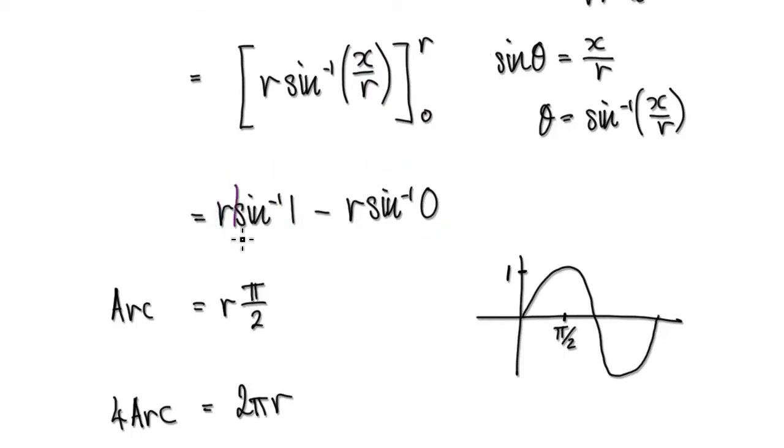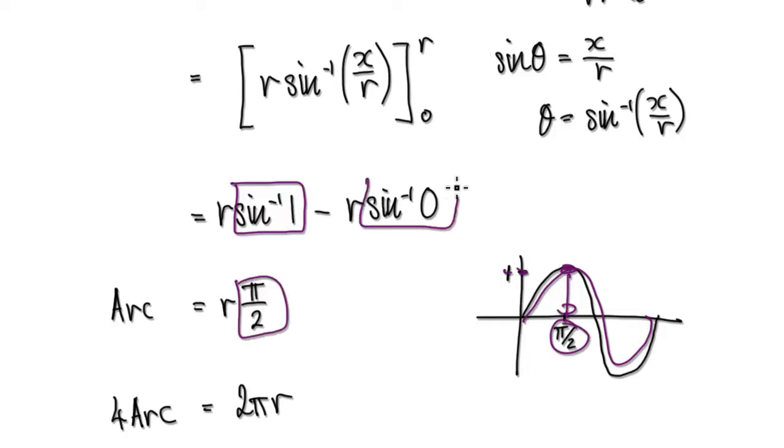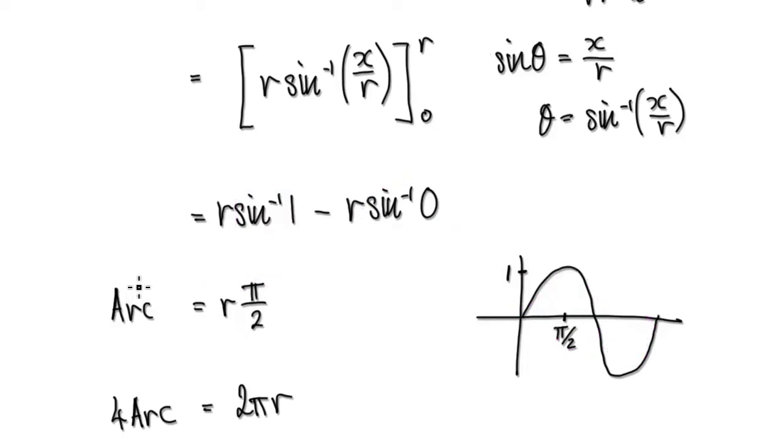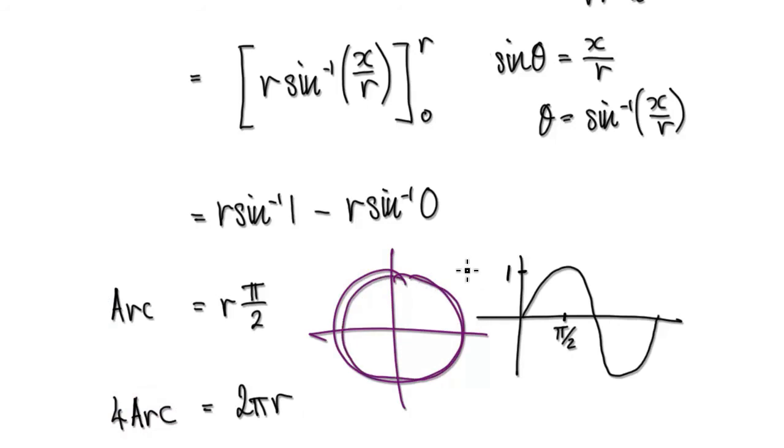So what is inverse sine of 1? If you look at the sine graph, it looks like this. 1 is here. So inverse sine of 1 is pi over 2. What is inverse sine of 0? Inverse sine of 0 will be 0. So the arc, a quarter of a circle, is given by this. So the whole circumference is when you multiply this by 4. Multiplying by 4 will then give you 2 pi r, which is the circumference of a circle. So here we are just merely confirming the formula for the arc length. If you work out this arc length and multiply by 4, it does give you the circumference of a circle.